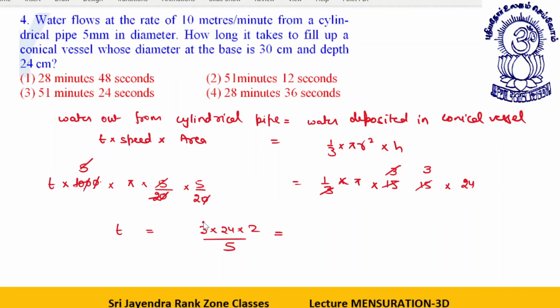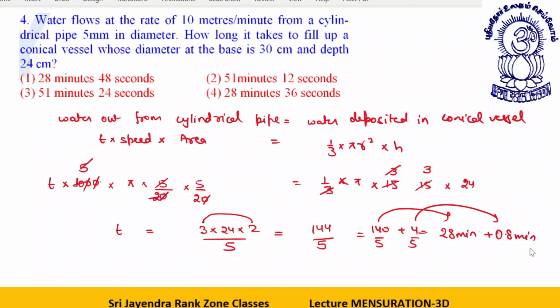That will be 3 into 2 is 6, 6 into 24, 144 by 5. This you can write as 140 plus 4 by 5. 140 by 5 is like 28 minutes. 4 by 5 is 0.8 minutes. So this is like 28 minutes, and 0.8 minutes means 48 seconds. This is your answer.